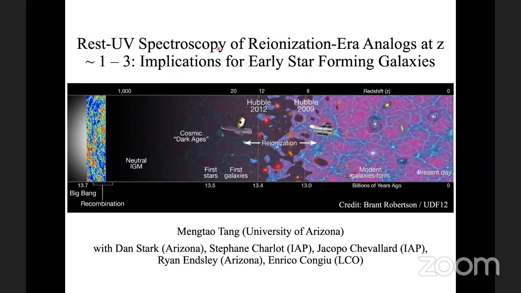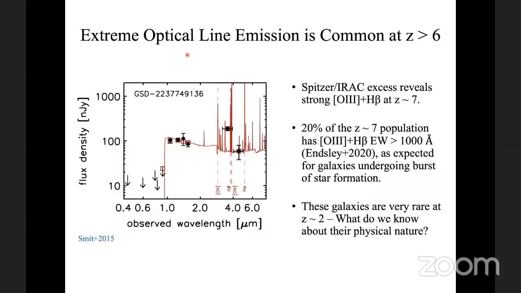redshift 1 to 3. In the last few years, we have obtained our first view of the spectral properties of galaxies in the reionization era. What we learned from the SAZERAC data is that the optical line emission in galaxies at redshift larger than 6 is incredibly intense. Up to 20% of this population has [OIII] plus H-beta equivalent width larger than 1,000 angstrom. So this means these galaxies are in the midst of a burst of star formation. This kind of extreme emission-line galaxy is very rare at redshift 2, but seems pretty common at redshift 7.